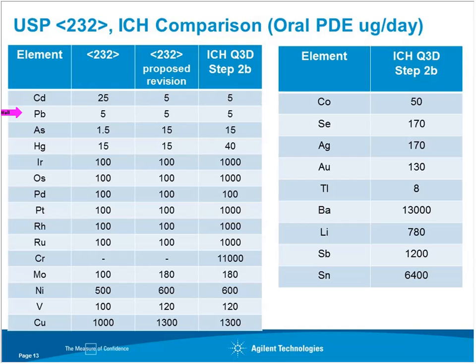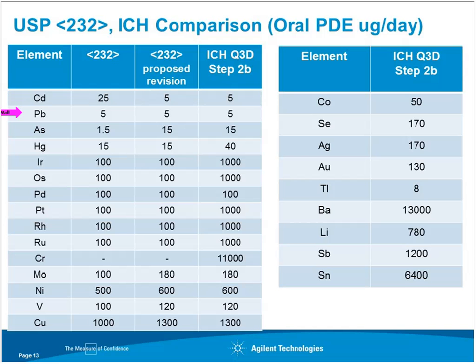Lead wasn't as tricky because there was already a common agreement between 232 and ICH, so nothing needed to be changed. But what if we look at arsenic? Arsenic's an interesting example because here we're at 1.5 for the official 232, but arsenic is actually increasing by 10 times. So when's the last time you've seen a regulatory method where the limits increase? That's interesting. But that was done, as we can see, to align with ICH.